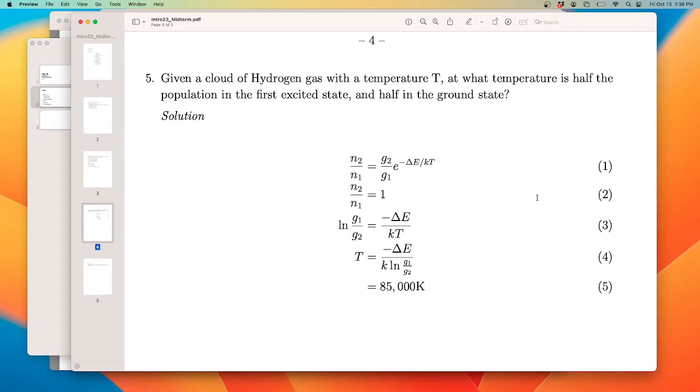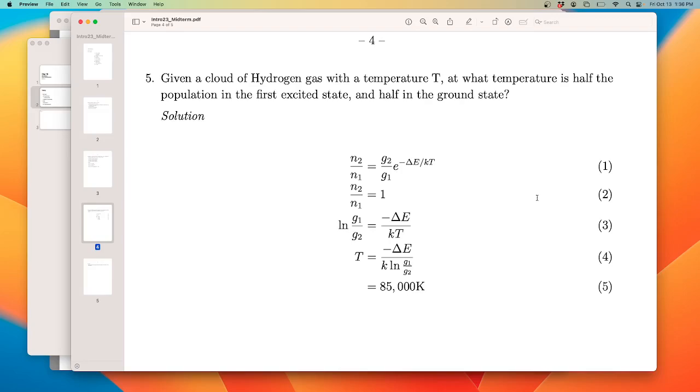But if half the population is in the first excited state and half is in the second excited state, so N2 over N1, this is a half, and this is a half. So this ratio is 1. A lot of you had an extra log of 1/2 kicking around in your answer. This equals g2 over g1 times e to the minus E2 minus E1 over kT.